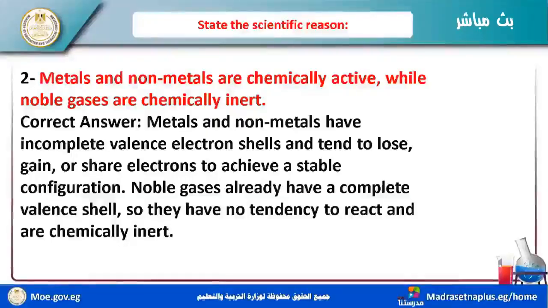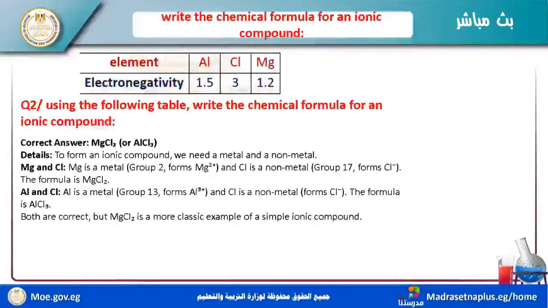So it is the correct answer here. The metals and non-metals have an incomplete valence electron shell and tend to lose, gain, or share electrons to achieve a stable state. Now, noble gases already have complete valence shells. They are very stable elements, so they have no tendency to react and are chemically inert. So they are called inert gases.